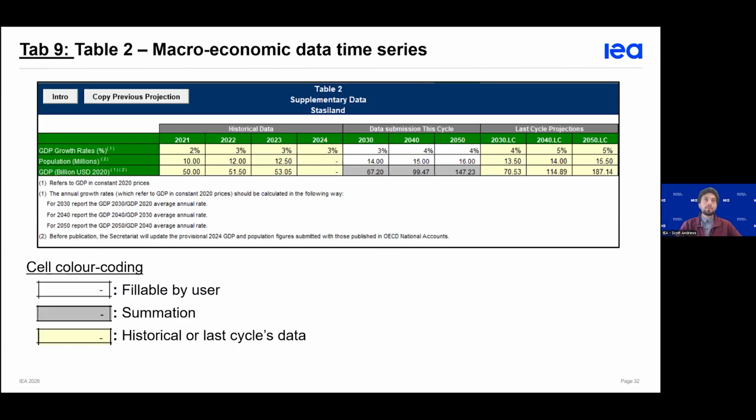Okay, and then moving on to the table asking for macroeconomic data. In this one, just to watch out for when you're entering in the population and growth rate data, the population is in units of millions, so just watch out for that.